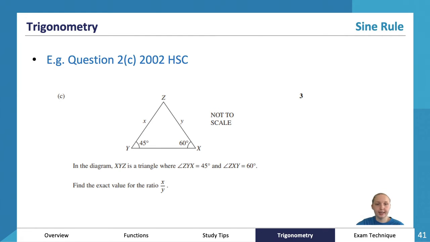All right, looking at a second question using the sine rule. This is from the 2002 HSC. In the diagram, XYZ is a triangle where angle ZYX is 45 degrees and angle ZXY is equal to 60 degrees. Find the exact value for the ratio x over y. This is a little bit trickier and it's worth 3 marks.